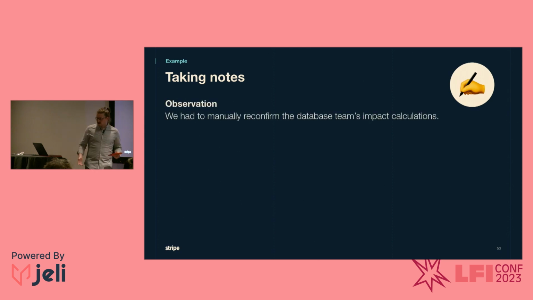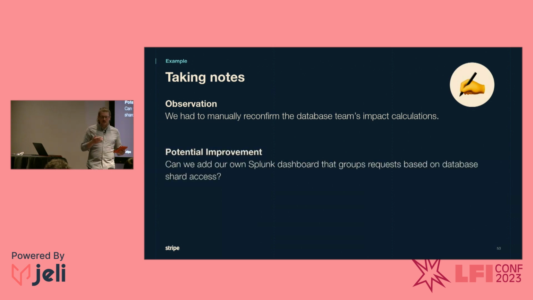The second observation that the scribe wrote down is we had to manually reconfirm the database's impact calculations, and that's some duplicative work. And it's a little bit of a gray area here because a platform team that doesn't really know maybe how the data is being used across different shards is trying to accelerate incident response. But we, as the team that owns that data, will still have to kind of redo some of those calculations ourselves just to confirm. And so even though maybe we can't eliminate all of it, is there some way that we could add a dashboard or other observability here so we don't have to manually go get that information on our own?